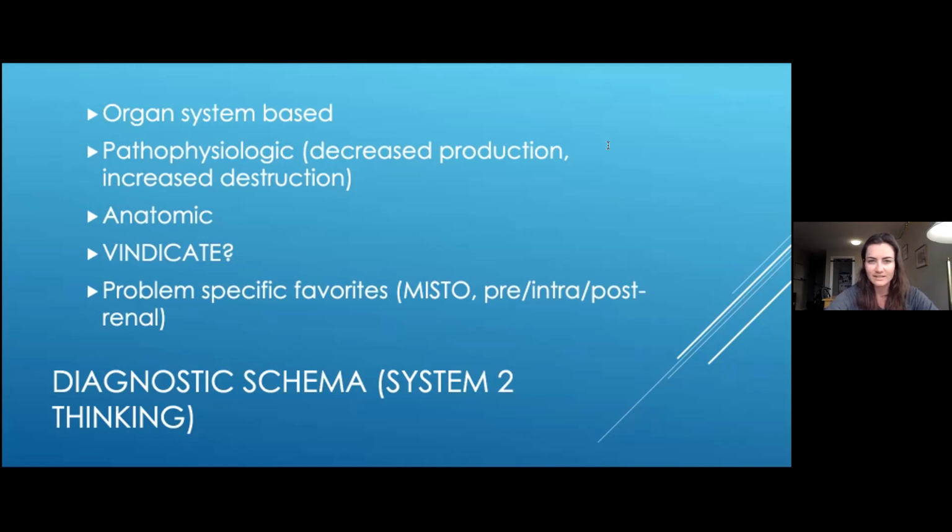I think everybody has their preferred ways, and many people who spend a lot of time listening to podcasts probably have some overlapping favorites, like the MISTO that everybody likes to use for altered mental status. If you don't have a problem-specific approach, just having something to fall back to, be it one of these VINDICATE acronyms or an anatomic approach, just having some way to go back into that analytic type 2 thinking and make sure you're not missing anything is really the point here.